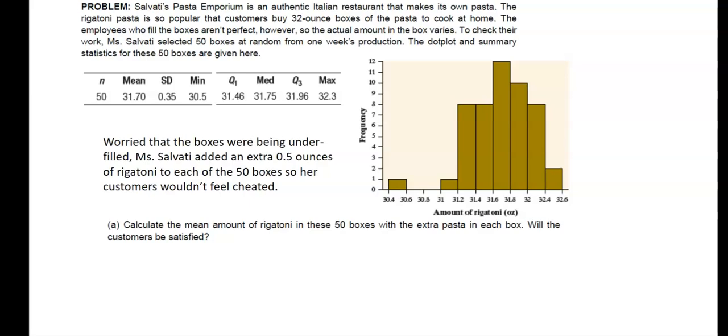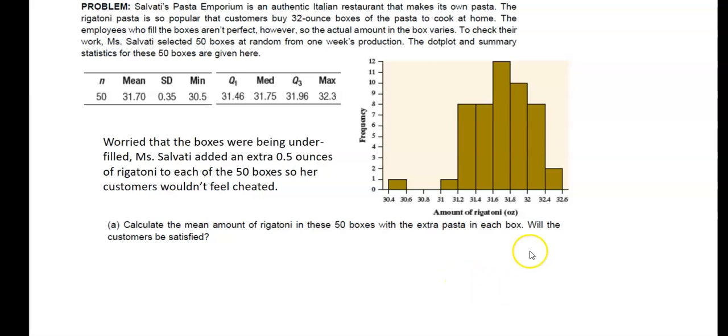So there's a pasta place, an authentic Italian restaurant that makes its own pasta. The rigatoni pasta is so popular that customers buy 32-ounce boxes of the pasta to cook at home. The employees who fill the boxes aren't perfect, however, so the actual amount in the box varies. It's true. To check their work, he selects 50 boxes at random from one week's production. The dot plot and summary statistics are given below.